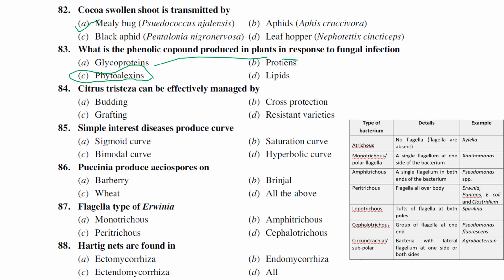Citrus tristeza can be effectively managed by budding, grafting, cross protection, or resistant varieties. Citrus tristeza virus is effectively managed by a technique called cross protection. This technique was actually developed by McKinney against tobacco mosaic virus. But it was very effective against citrus tristeza virus, so nowadays we are exploiting it against the citrus virus, though cross protection was originally developed against tobacco mosaic virus.